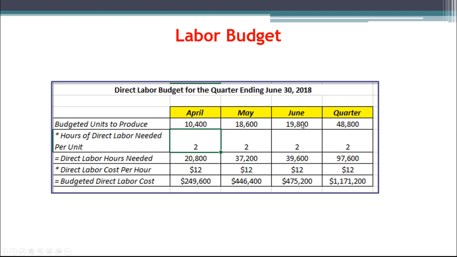We carry over the budgeted units to produce from the end of the production budget. Notice we no longer need July or August. We're just dealing with this quarter. We're going to multiply each quantity by 2 hours of labor to give us the number of hours we actually need. Then we're going to multiply it by $12 per hour to get our budgeted direct labor cost overall. Then everything can be added up for the quarter except for the items we multiply by, the number of hours of direct labor and the rate. But everything else is indeed a sum.